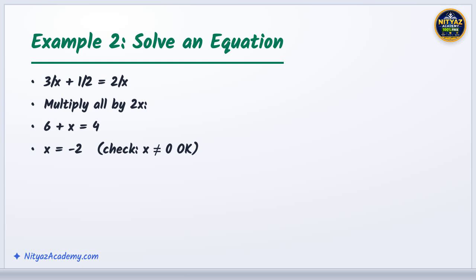Quickly check it doesn't make a denominator 0. -2 is fine, so it's a valid solution. Clearing denominators turns it into easy algebra.